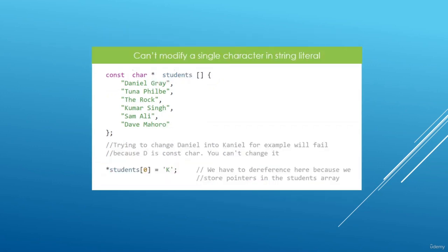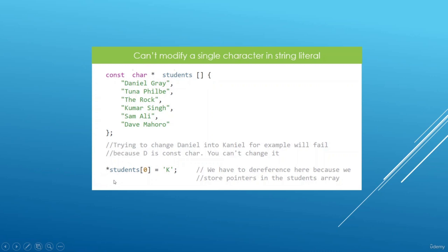But what I want to bring to your attention here is that it is impossible to go in and change one of those strings here. For example, if we want to change Daniel to Kenil, we could try to do something like this. The first thing I want you to see here is the syntax we are using to try and get in and modify stuff. We are grabbing the element at index 0, which is Daniel Gray here, and we are dereferencing.